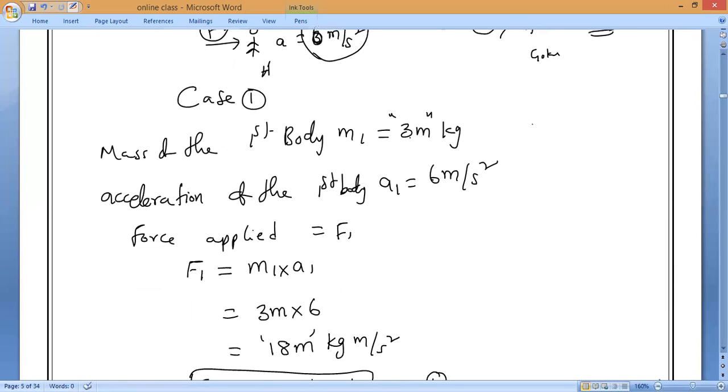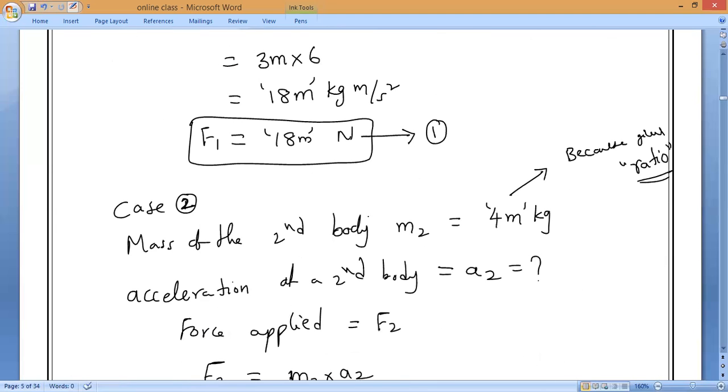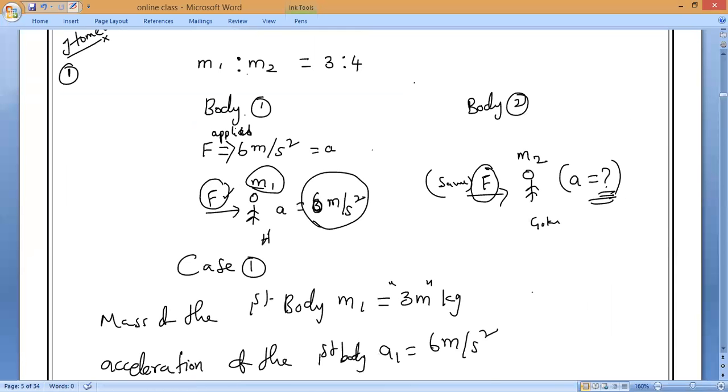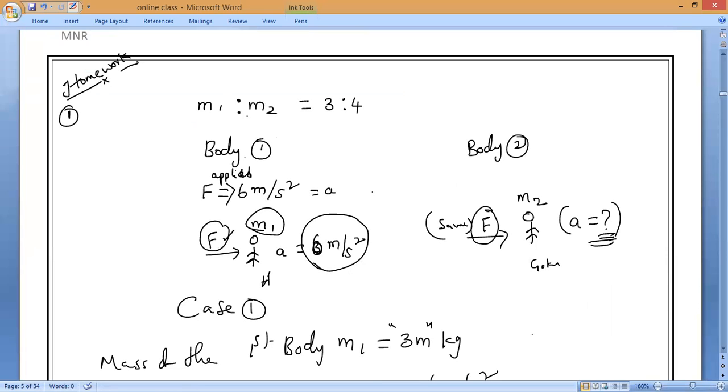So I am assuming 3m, and here it is given 4, so I am assuming 4m kg. Is there any doubt? Anyone can ask. Are you clear? So this is the first homework sum, the homework sum which I gave in yesterday's class. Everybody solve it neatly.